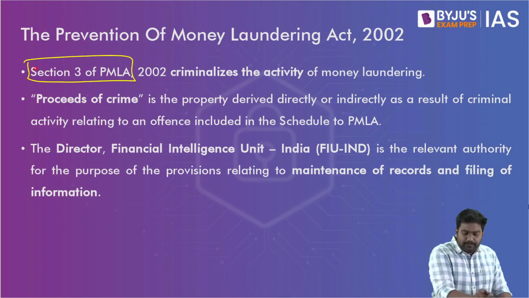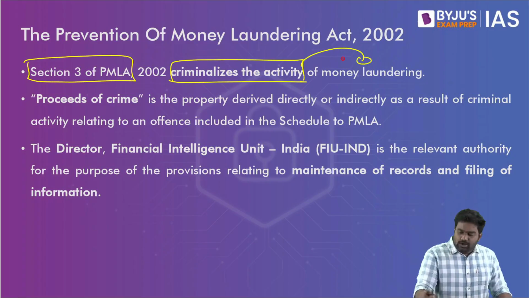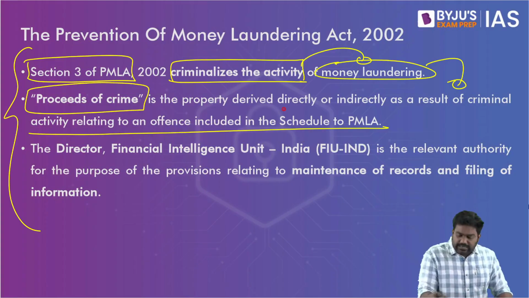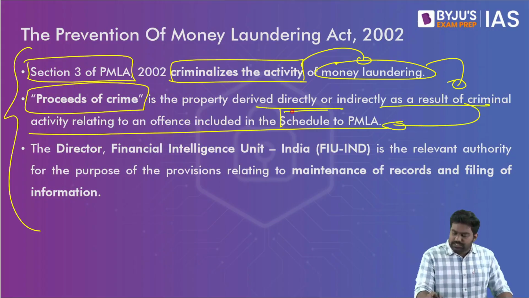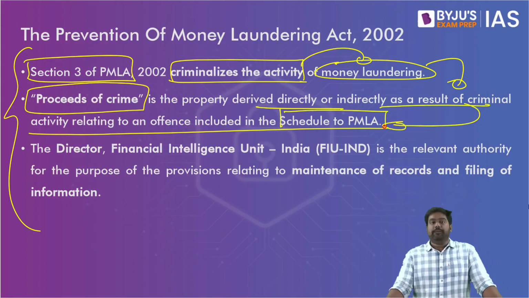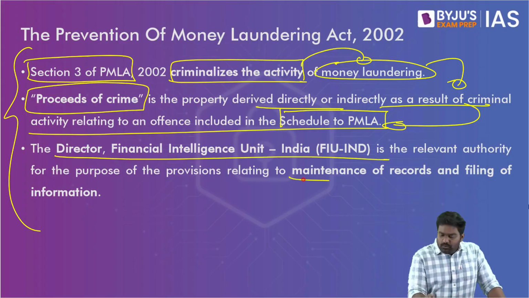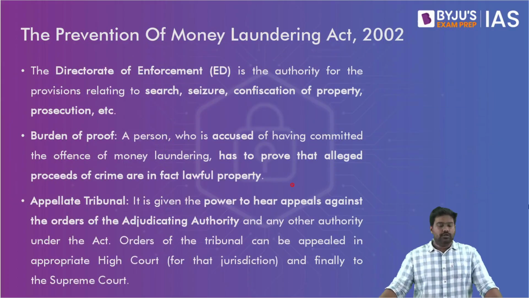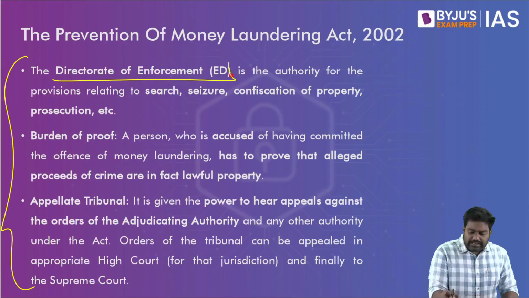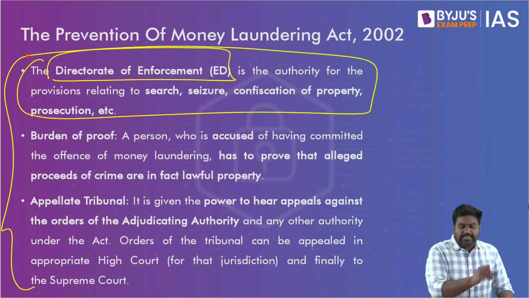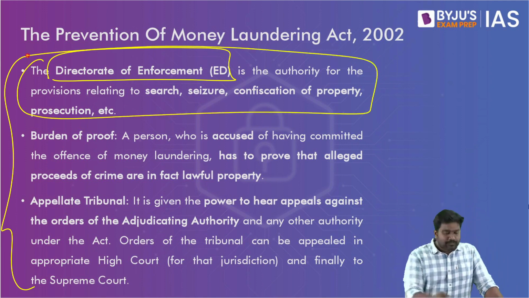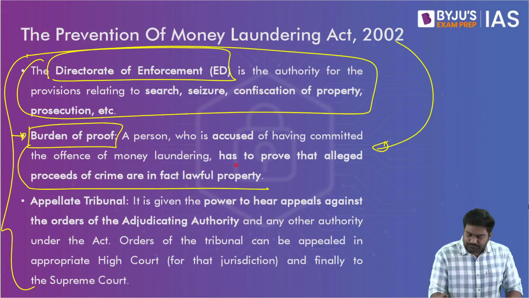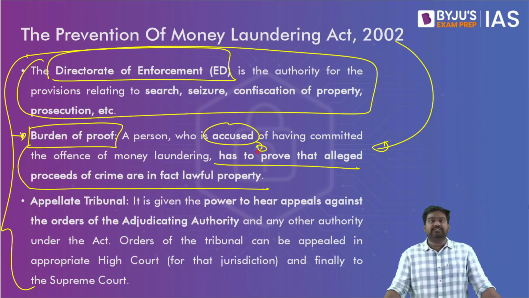Under Section 3, money laundering has been criminalized. Proceeds of crime are clearly defined, which allows the confiscation of the proceeds of crime. FIU works with the banks and financial institutions to maintain records and check for fraudulent activities, and ED acts as the law enforcement agency. Is that clear? The law is so strict that the burden of proof is on the accused. Accused has to prove that he is innocent.